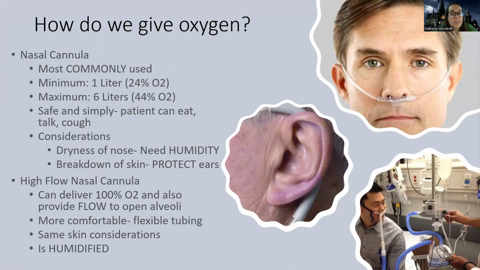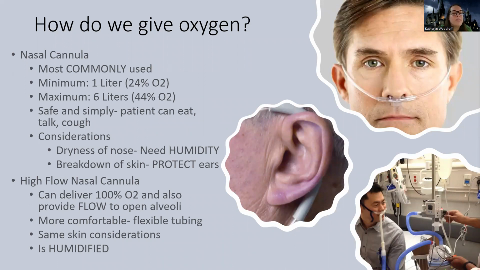So there's a couple different ways to give oxygen. Most commonly, you're going to see in the hospital what's known as the nasal cannula, that goes in the nose. That has little prongs that go in the nose. The minimum I can give is 1 liter, which is 24%. As a comparison, in the atmosphere without oxygen, we're all breathing 21% oxygen. So it's just a little bump up.